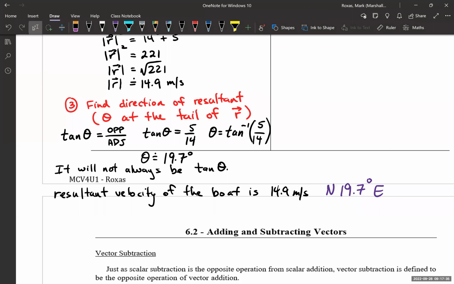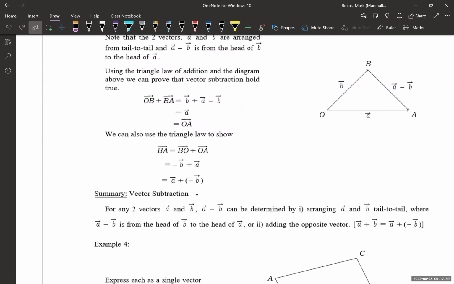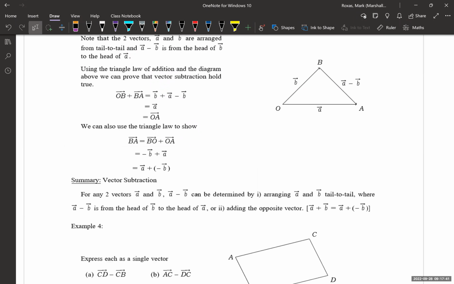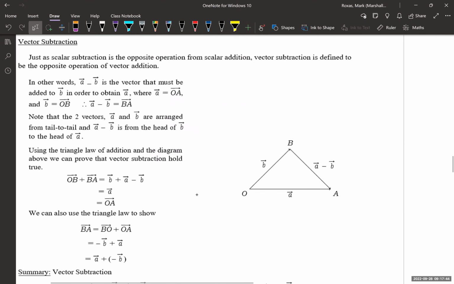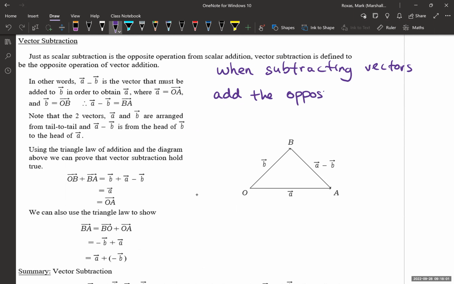Subtracting vectors. There's a whole lot of notes here, but I'm just going to simplify it as something very simple. When subtracting vectors, let's write this down, please: when subtracting vectors, add the opposite. Add the opposite.